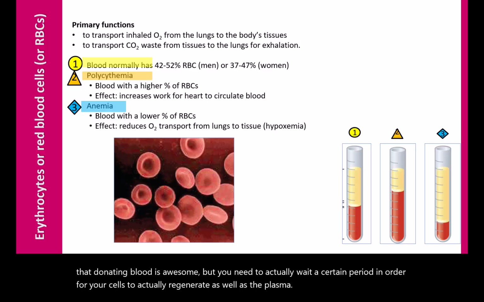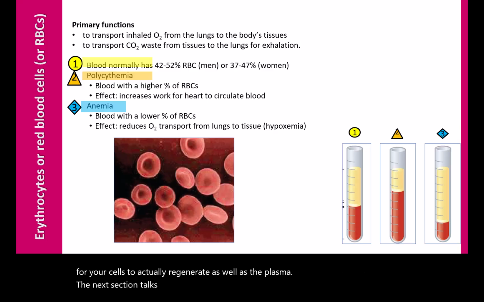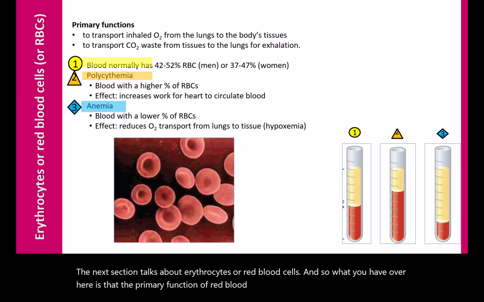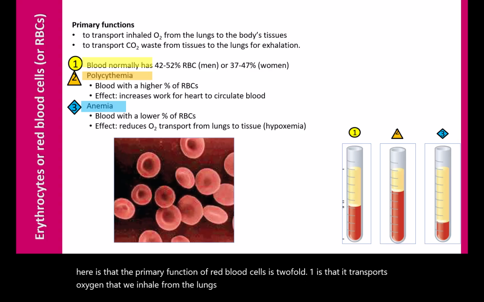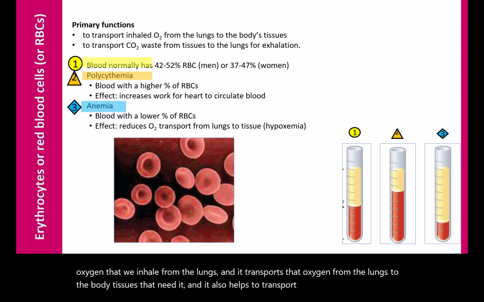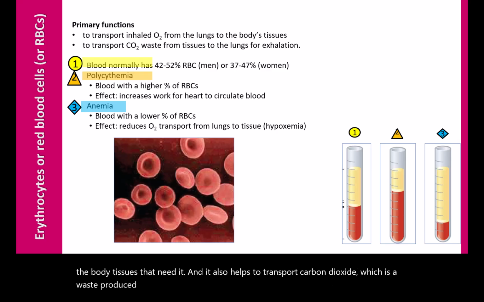The next section talks about erythrocytes or red blood cells. And so what you have over here is that the primary function of red blood cells is twofold. One is that it transports oxygen that we inhale from the lungs, and it transports that oxygen from the lungs to the body tissues that need it. And it also helps to transport carbon dioxide, which is a waste produced by cells and tissues, so that we can transport the CO2 back to the lungs so that we can exhale the CO2.